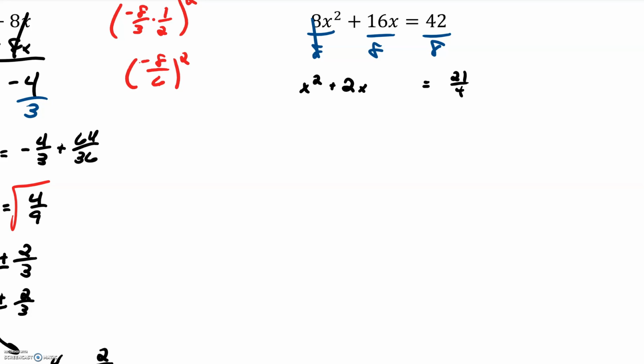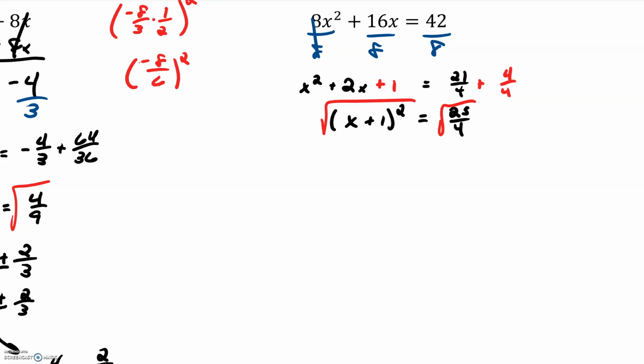Okay, now I'm ready to complete the square. I take half of my b value, half of 2 is 1, and square it. So I'm going to add 1 to both sides. But watch how I add 1 to the right. I'm going to add 4/4 to the right, because 4/4 is equal to 1, and I know I need a common denominator. Now I can factor the left-hand side into the binomial x plus 1, the quantity squared, is equal to 21/4 plus 4/4 is 25/4.